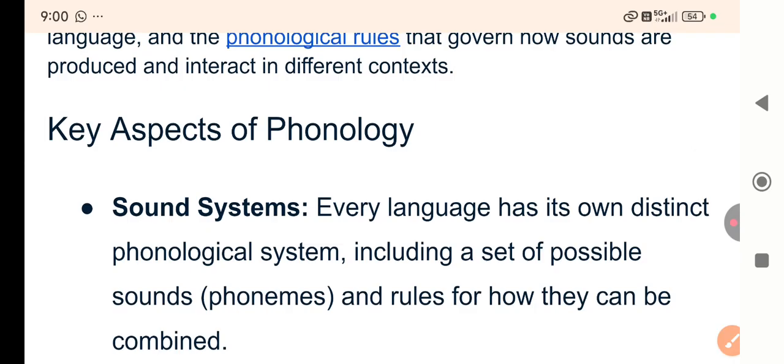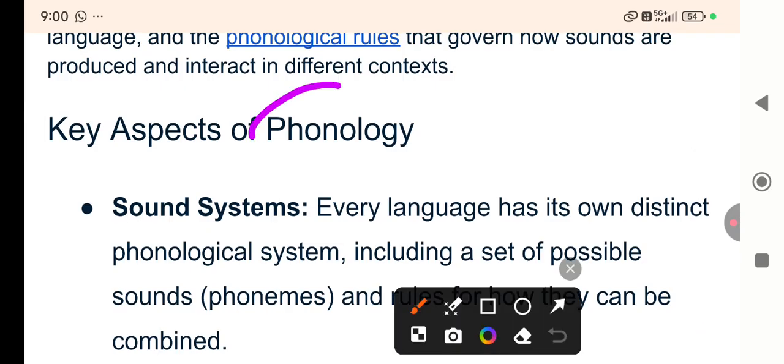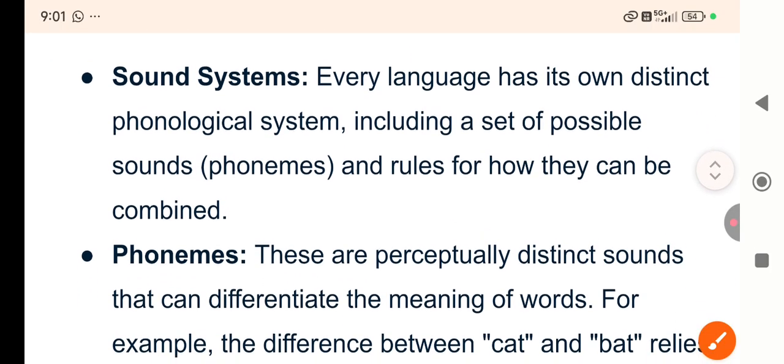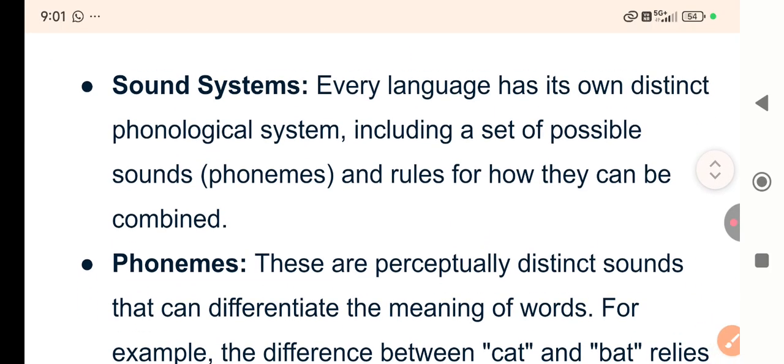Naturally, the first thing is phone, which is sound, so that is the sound system. What is a sound system? Every language has its own distinct phonological system, including a set of possible sounds or phonemes and rules for how they can be combined.